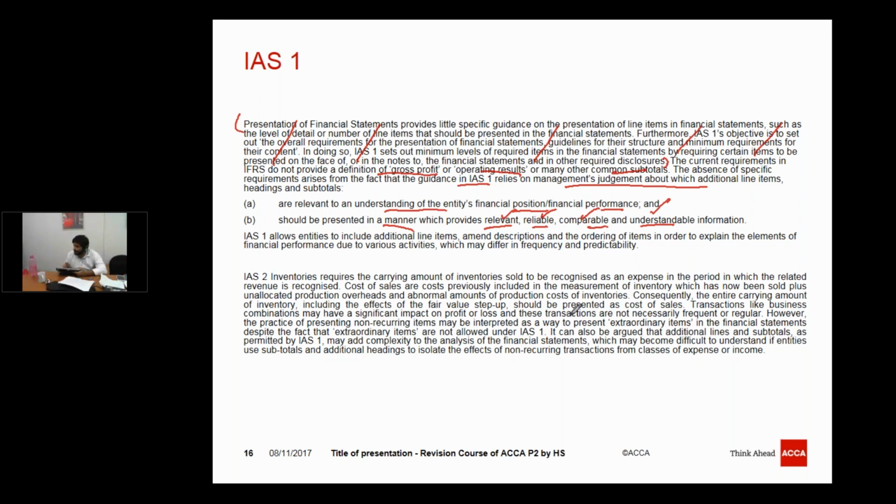Okay, yes, it's fine. IAS 1 allows entities to include additional items and amend the description and the ordering of the items in order to explain the elements of the financial performance arising from the various activities, which may differ in frequency and predictability.